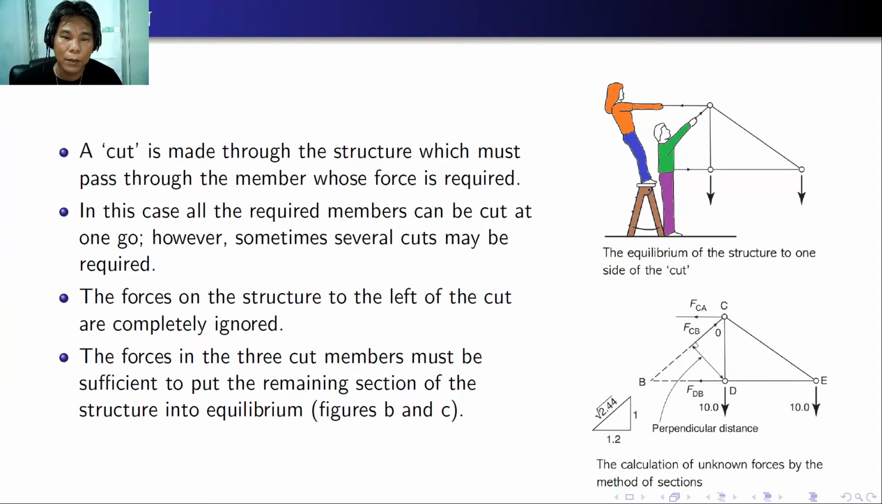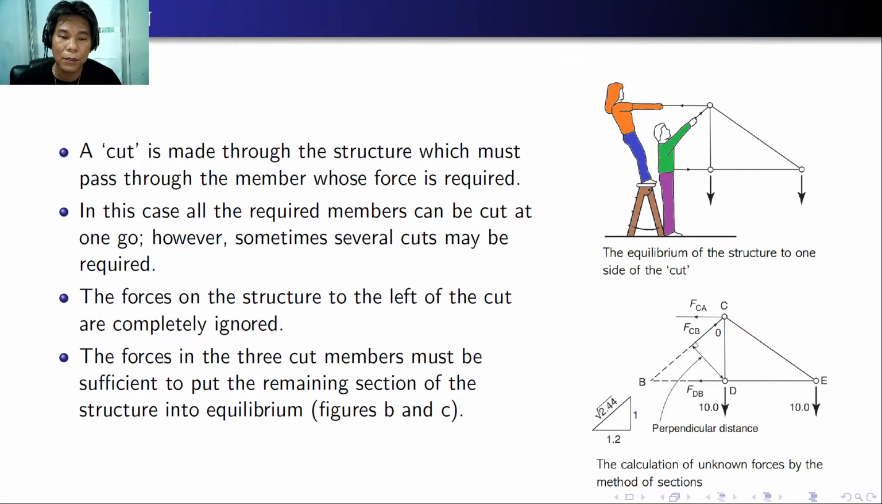A cut is made through the structure which must pass through the member whose force is required. In this case, all the required members can be cut at one go. However, sometimes several cuts may be required. So it's not necessarily that it's only one cut. You can also cut several, as long as there are only three unknowns, because we only have three available equations.